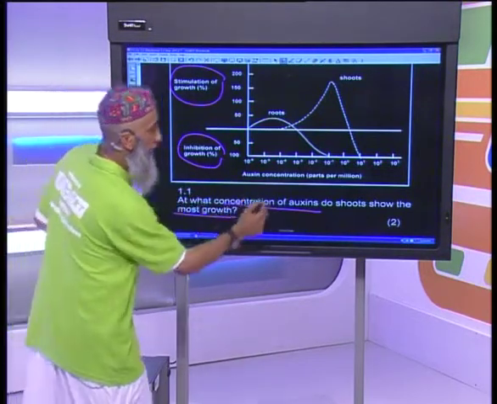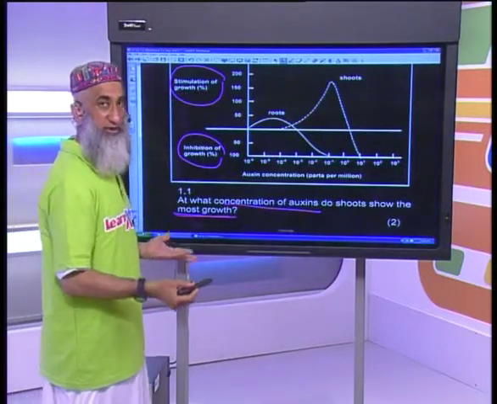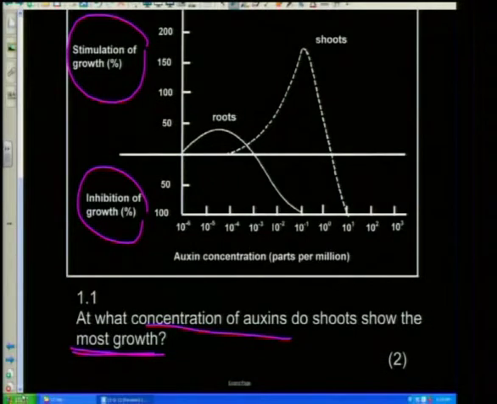They want to know where's the most growth. And obviously, guys, what do you have to look at? Where are the shoots? Where's the highest? There's the point there. You would take your ruler, you're going to go down, and you would see that you'll come around to that particular reading there, and that would be 10 to the minus 1, or we can say 0,1. That would be our answer.